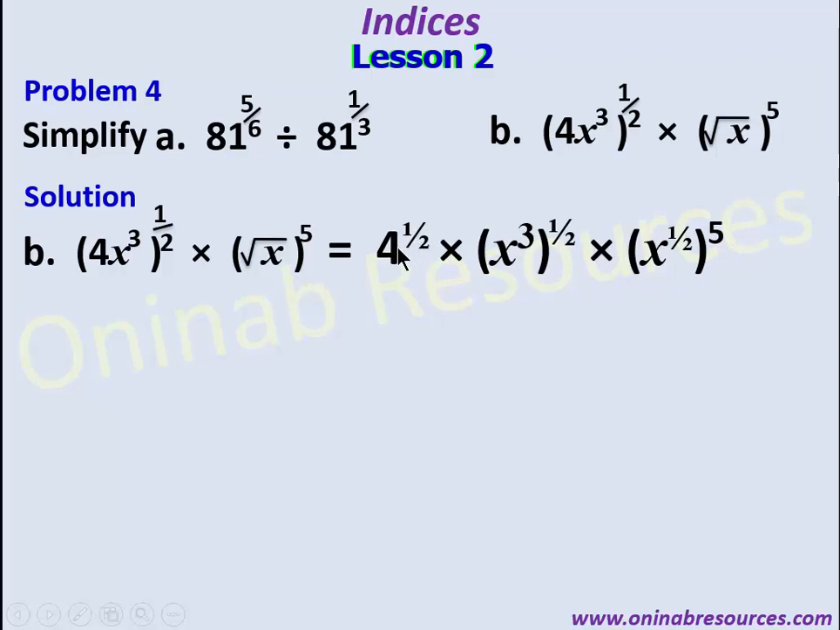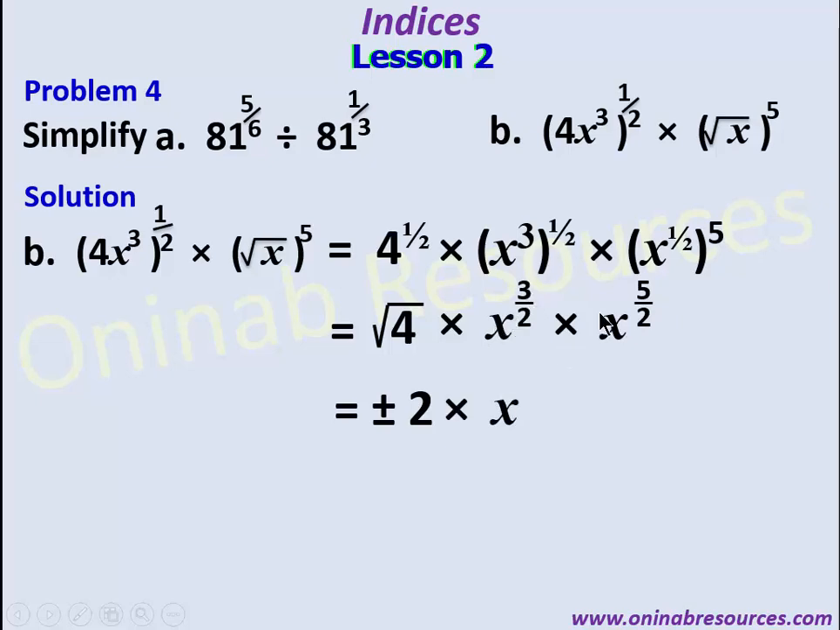So simplifying this, since 4 raised to power half now will be square root of 4 times x raised to power 3 over 2, because it's going to be 3 times half, which is 3 over 2, then times x raised to power 5 over 2. Since half times 5 is 5 over 2. Square root of 4 we give positive or negative 2, then x raised to power 3 over 2 plus 5 over 2.